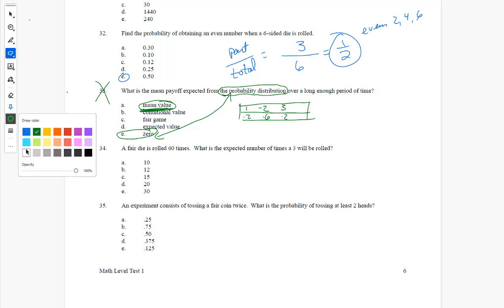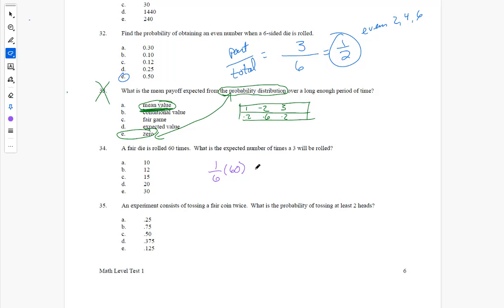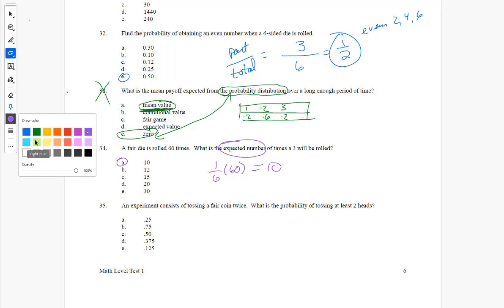All right, number 34. A fair die is rolled 60 times. What is the expected number of times a 3 will be rolled? Well, what's the probability of rolling a 3? 1/6. So 1/6 of 60 times. This is how you would expect that number of 3s to come up, which would be 10. It's really all it is the probability times the number of trials.